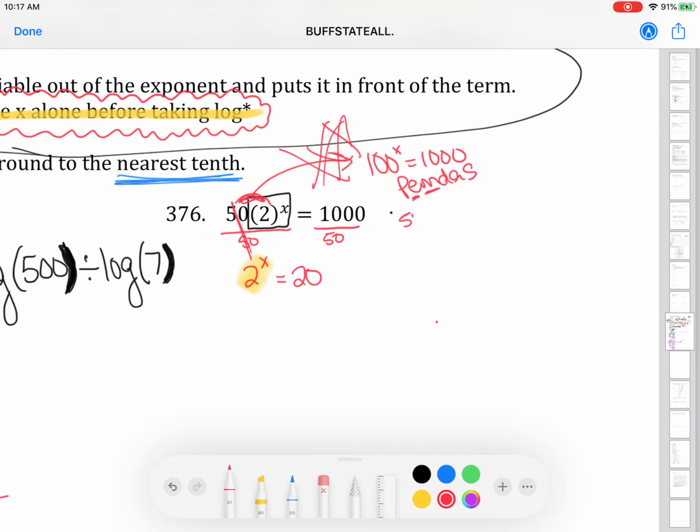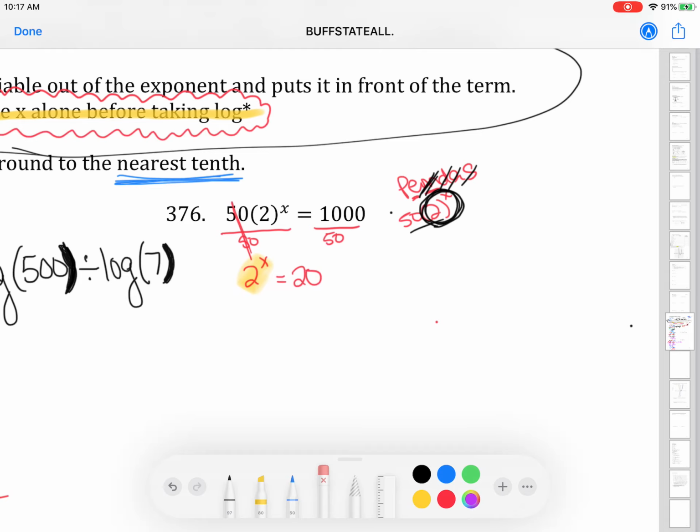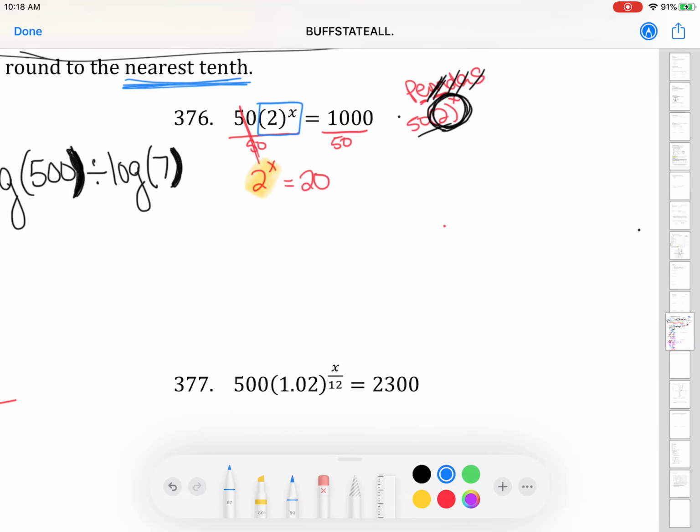Exponents need to be taken care of before multiplication. That 2 has an exponent on it. So this is supposed to be done by following PEMDAS before you multiply. If you can't take care of that exponent, you can't move on to the next steps in PEMDAS. You're stuck. So that's why we have to divide by the 50 rather than just multiplying that out. It's all because of PEMDAS. Okay? So now I'm good to go.